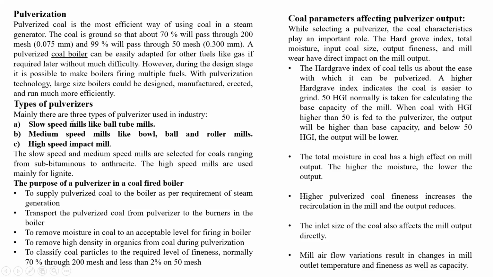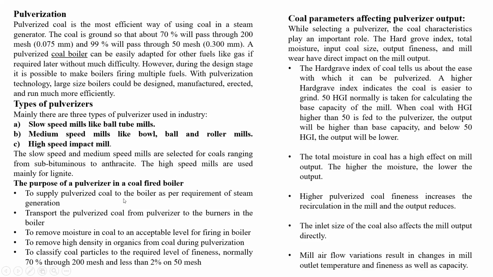What are the types of pulverizers? Slow speed mills, medium speed mills, and high speed mills. Slow speed mills like ball or tube mills, medium speed mills like ball and roller mills, and high speed impact mills. We'll study some of the mills in brief. The slow speed and medium speed mills are selected for coals ranging from subbituminous to anthracite. The high speed mills are used mainly for lignite.